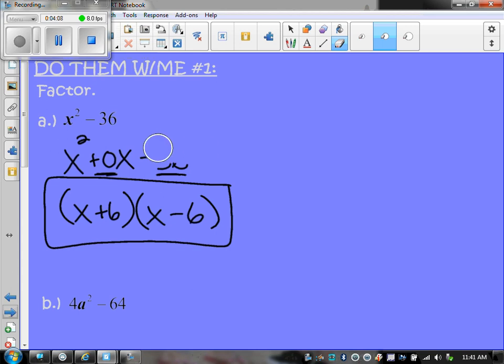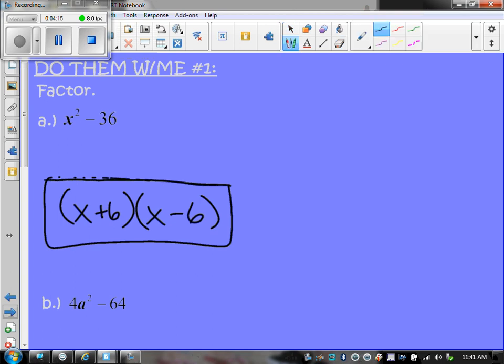Is there anybody that can tell me a shortcut, instead of doing that middle step? How can I go from here to here without having to write the 0 term in there?